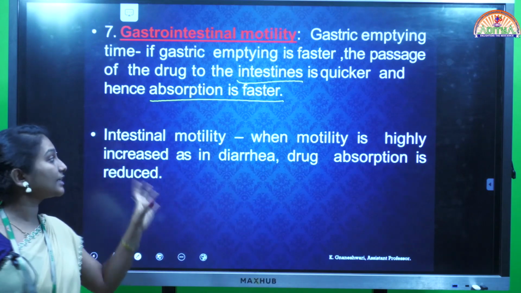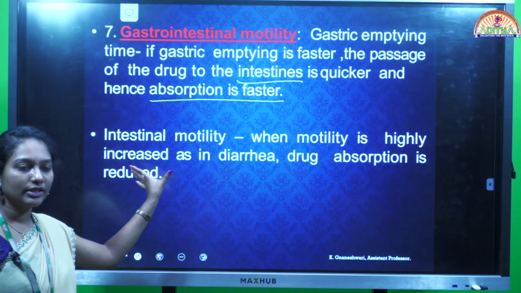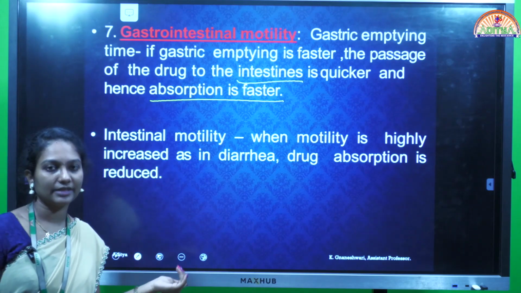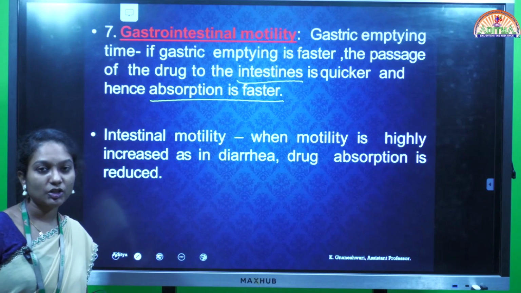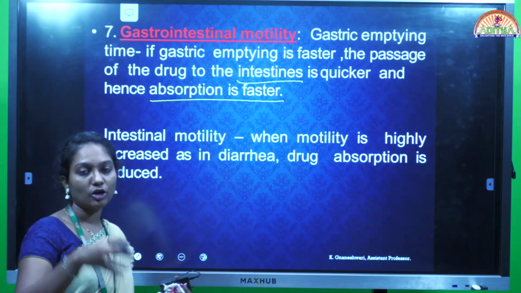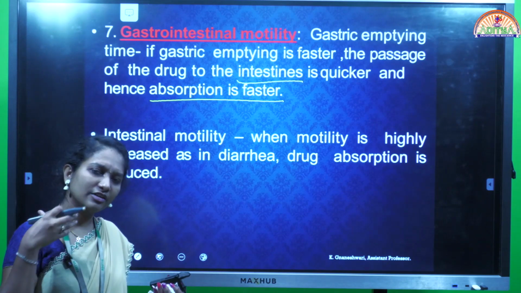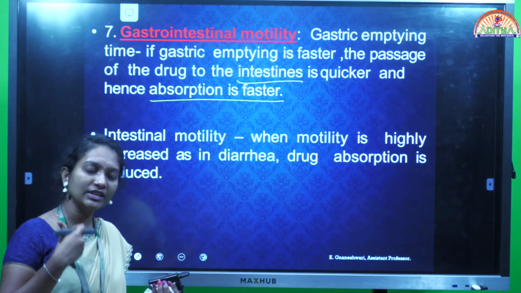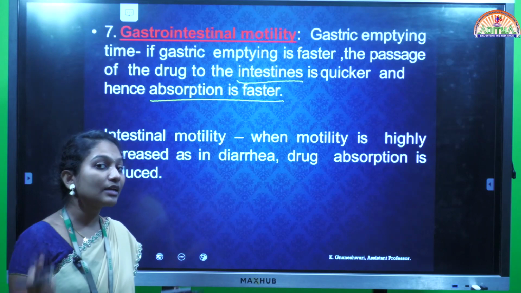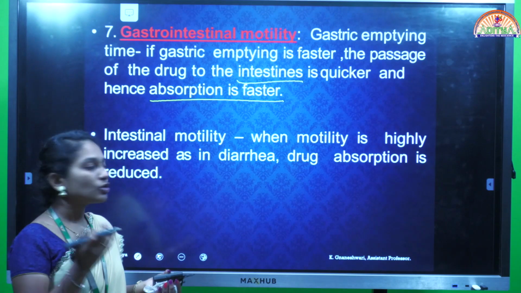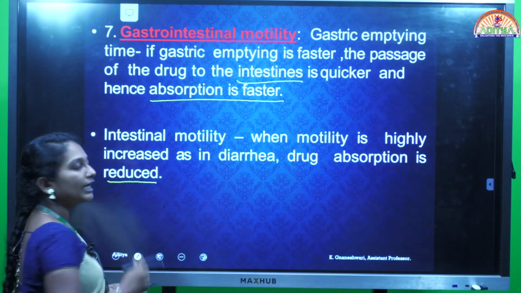But there are cases where the intestinal motility changes, just in case of any diarrhea condition. Within the diarrhea condition, the movement within the intestines will be faster. If the movement within the intestine is faster, then the drug cannot get absorbed, right? So the drug absorption here will be reduced.